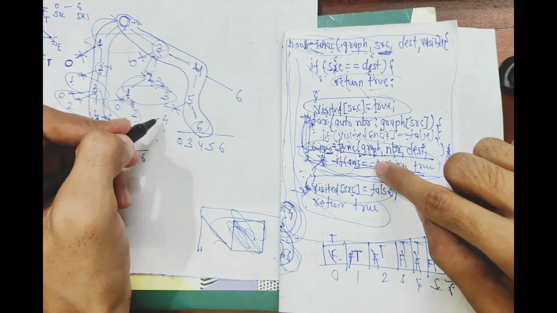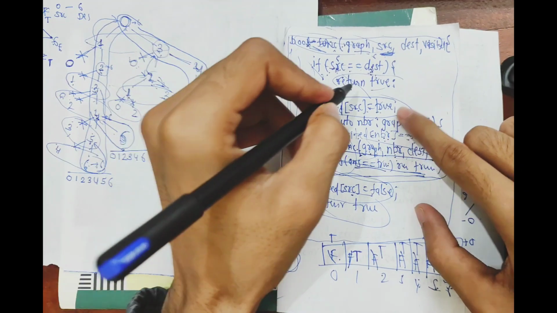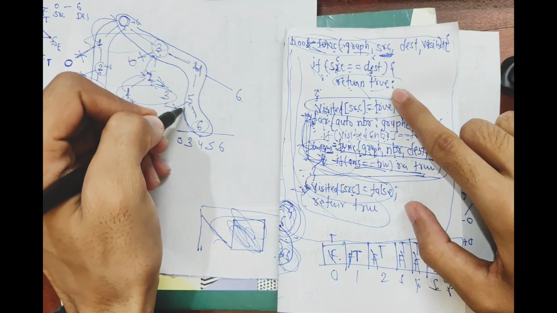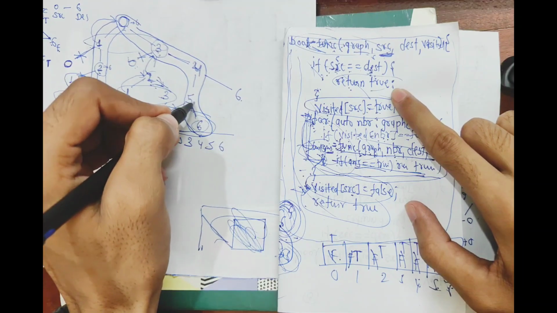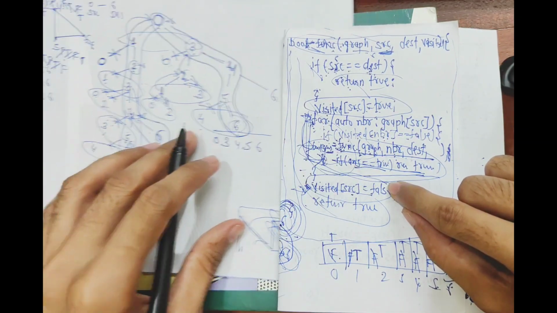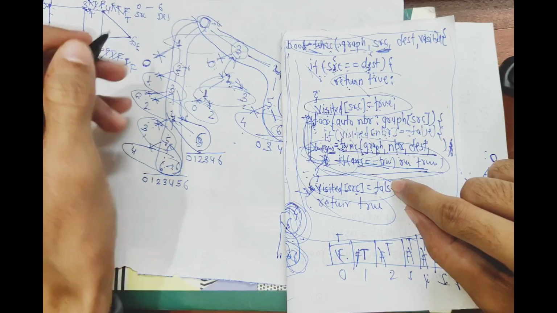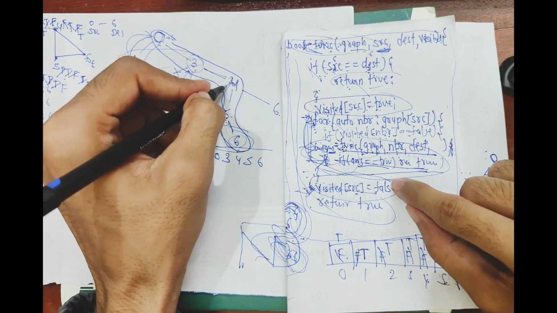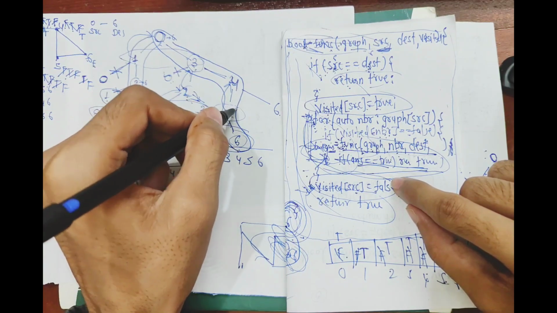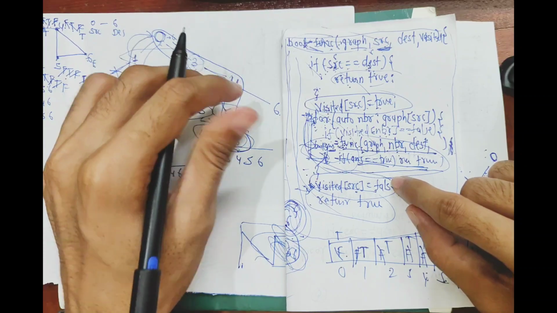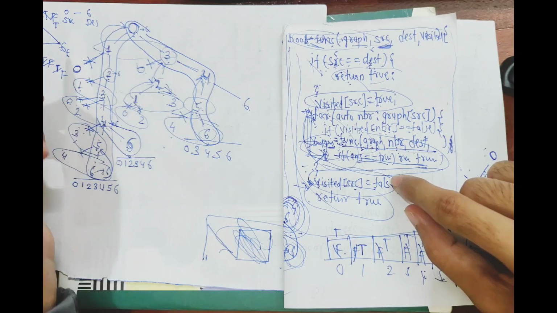Now since we will return back from this point, we are done with all the neighbors of 5, so we have to mark 5 as false again. So false. Now we will backtrack to 4. Now we are done with the first neighbor of 4. Now we will go into the second neighbor of 4, that is 6.